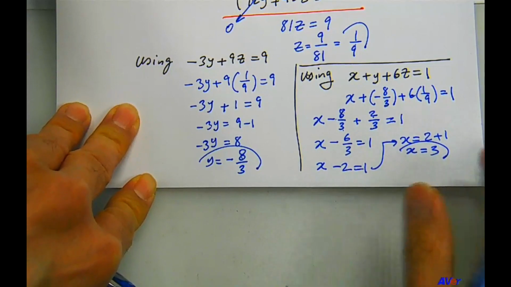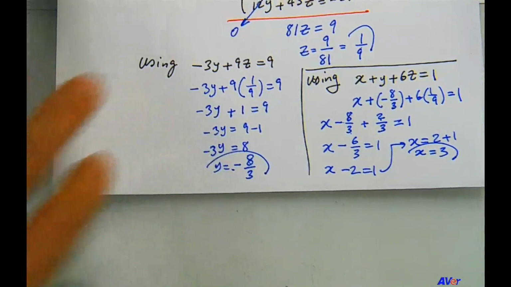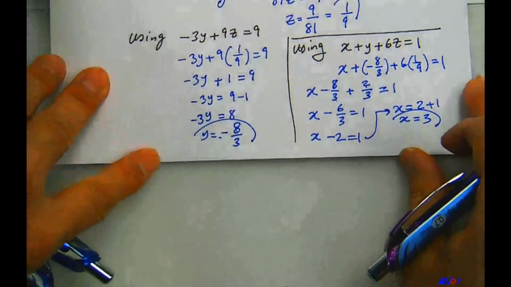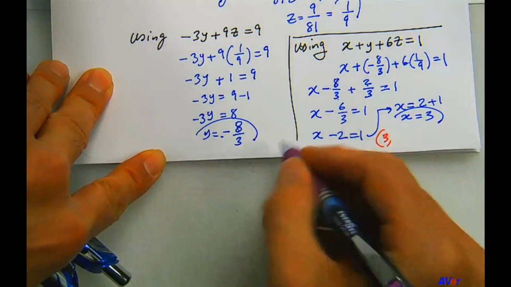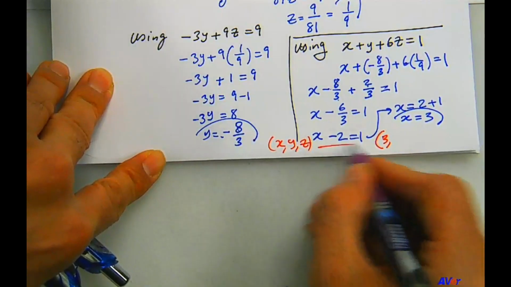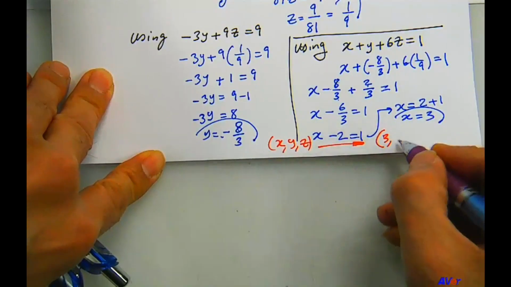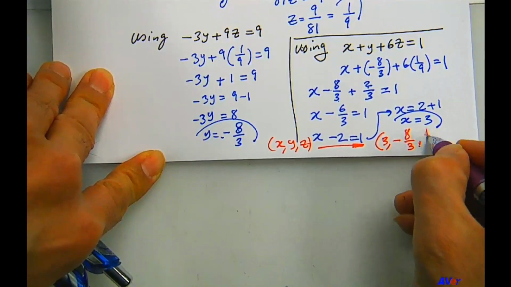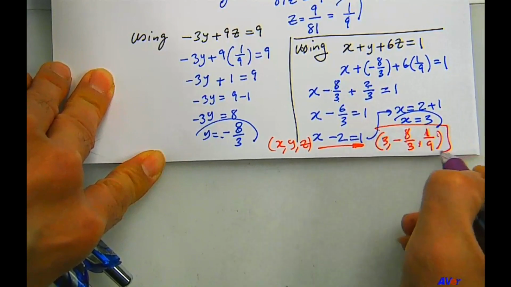So we have x, we have y, and we have z. Let's put them all together. We have 3 comma, because we can write the answer in this form, x comma y comma z. And to do that, we have 3. For y, we have minus 8 over 3, comma 1 over 9. And that's the final answer.